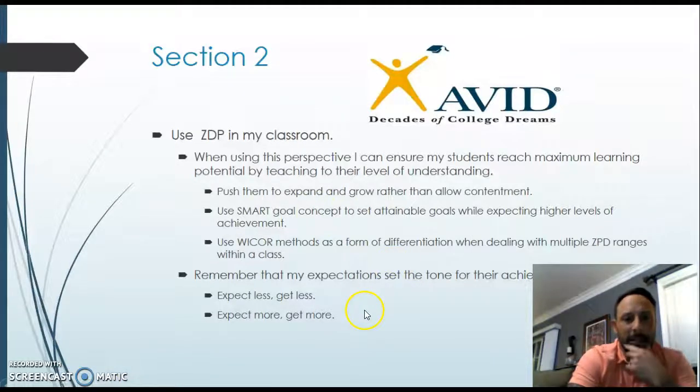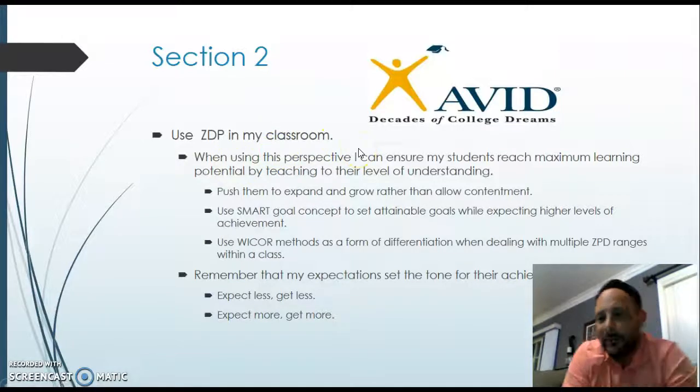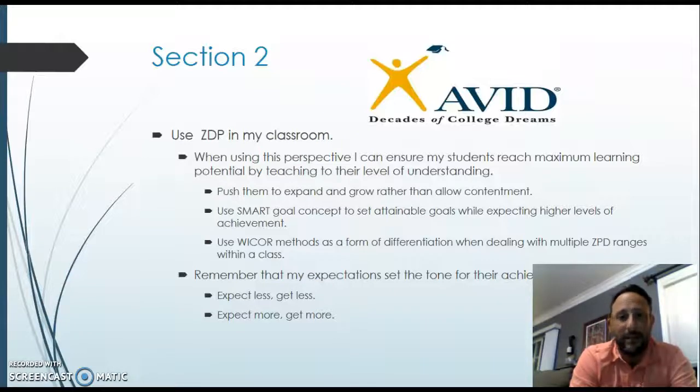Something to really just continue on with the ZPD in my classroom. When using the perspective, I can ensure my students reach maximum learning potential by teaching to their level of understanding, like I was just saying. As long as I got growth, I'm good to go. We're also going to use the SMART goal concept to set attainable goals while expecting higher levels of achievement for these students. And then also WICOR methods as a form of differentiation when dealing with multiple ZPD ranges within a class.